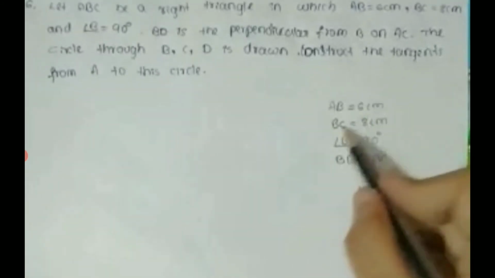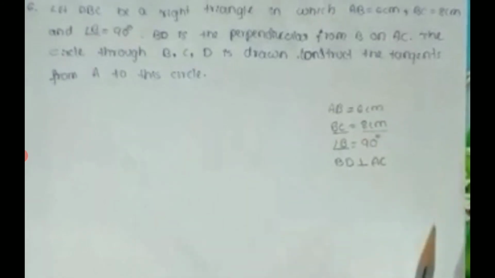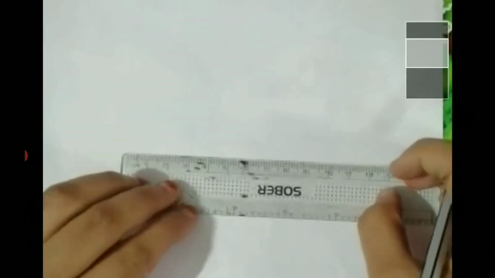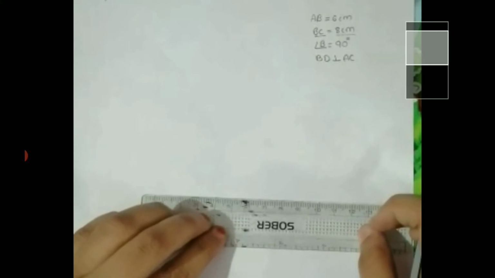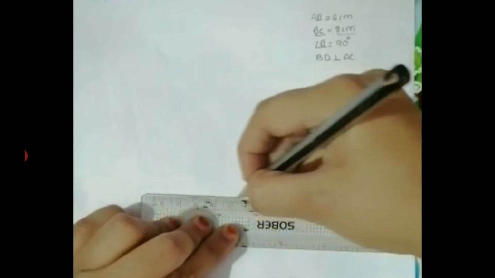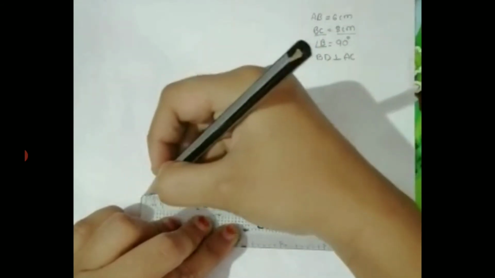Now let us draw the right angle triangle taking BC as a base. Draw the line BC of length 8 cm. This is a base line. What is the length of BC? That is 8 cm. You name it BC. This is the line BC, the base of the right angle triangle ABC.